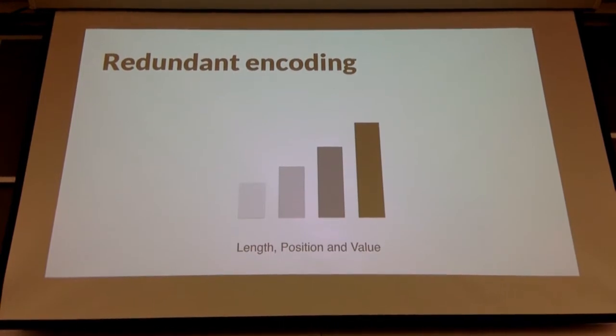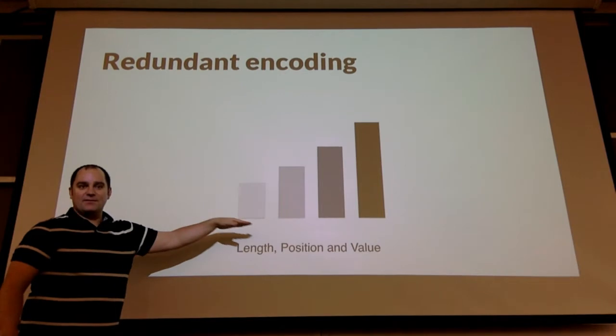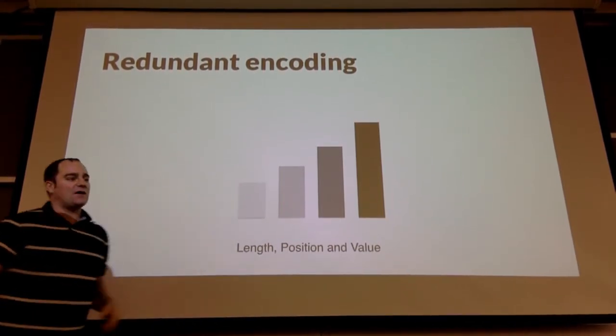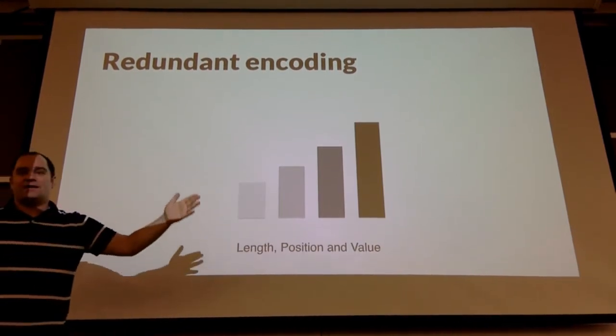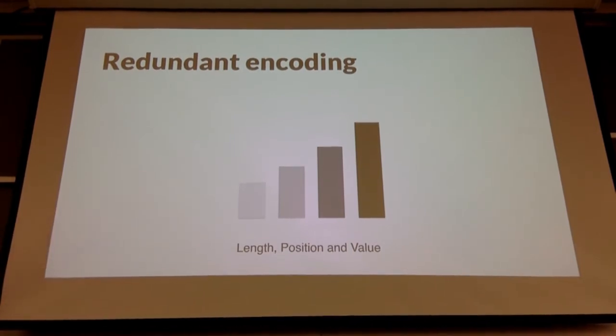You can also use redundant encoding, and sometimes that's quite efficient. Here I'm using length, position, and value. Length is kind of obvious, the length of the bars. Position here is the top of the bars. Basically, we have created a baseline here, and the positional encoding is the top of the bars. And then value is the darkness of these bars. The higher bars are darker. So here I use a threefold redundant visual encoding for this bar chart.